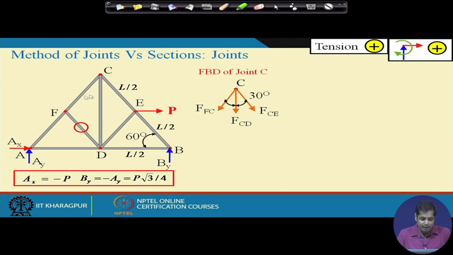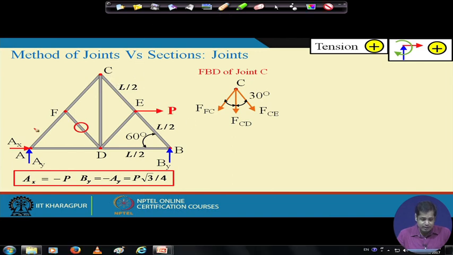They are all inclined at 30-degree angle. This is 30-degree, this is 30-degree, and FC is the member force in CF, CD is the member force in CD, and CE is the member force in CE. Now we have already determined this member force, so this is known. So at joint C, the only unknowns are this and this, two unknowns. We have two equations, so we can determine these two unknowns.